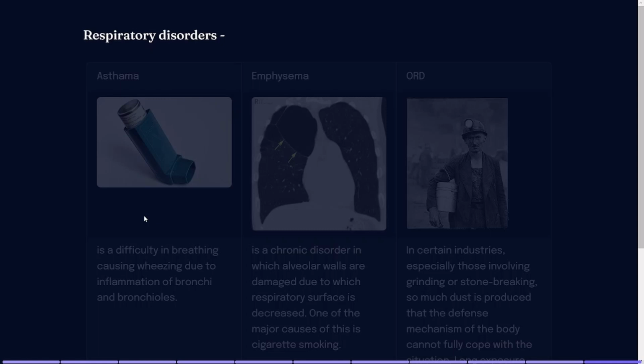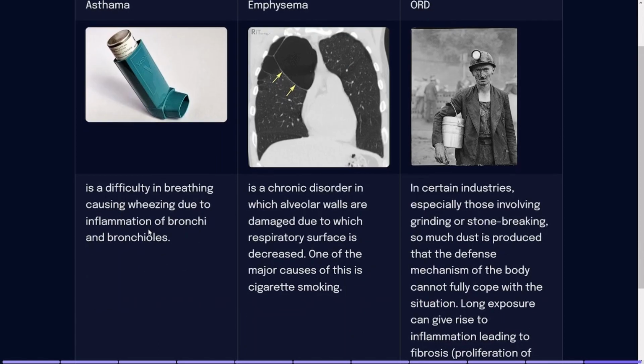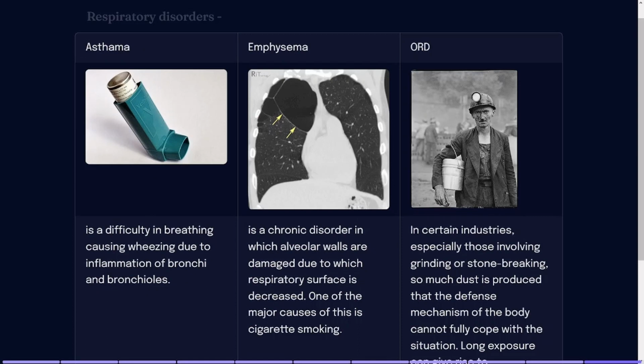in NCERT only three important ones are given. Since this is a revision series, I will only cover those three disorders given in NCERT. First is asthma, which is difficulty in breathing due to inflammation of bronchi and bronchioles. So in asthma you need to remember that there is inflammation of bronchi and bronchioles involved.